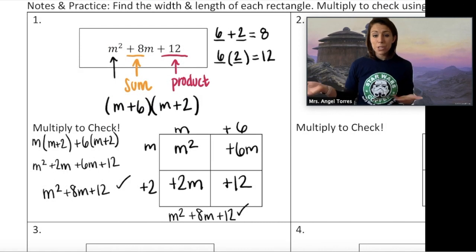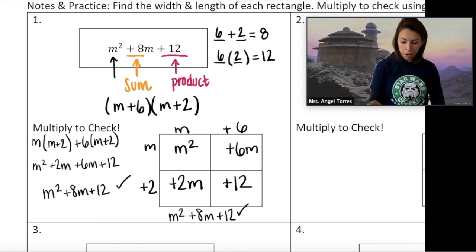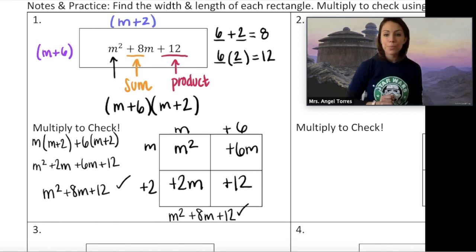So it looks like after you check that you end up with m squared plus 8m plus 12. So this is correct. So that means that our width or our length, it doesn't really matter, one of our sides is m plus 6 and our other side is m plus 2.